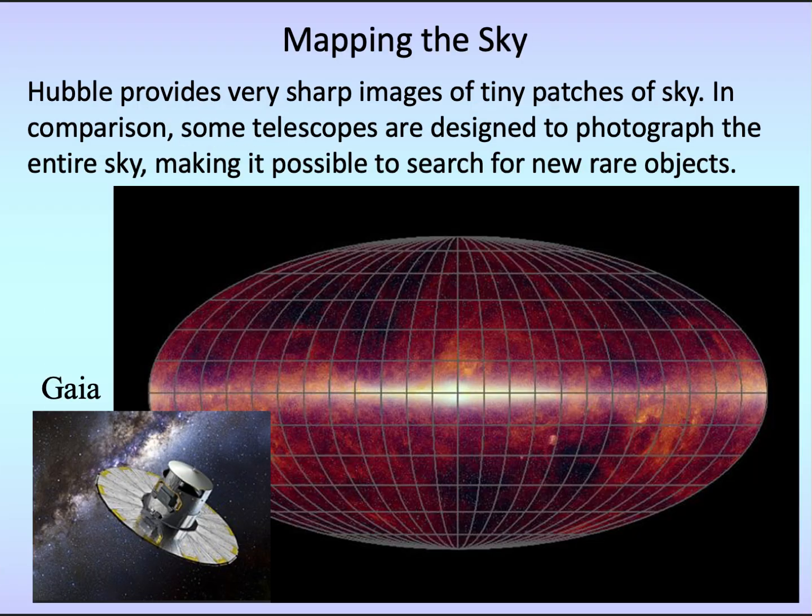Different types of telescopes are designed for different purposes. Though the Hubble takes detailed images of very small areas of the sky, other telescopes are used for sky surveys, where they're trying to map huge portions of the sky. Here, this picture shows the entire sky. What we see is actually a bunch of tiny images stuck together. The Gaia telescope is making new and more refined maps like these.